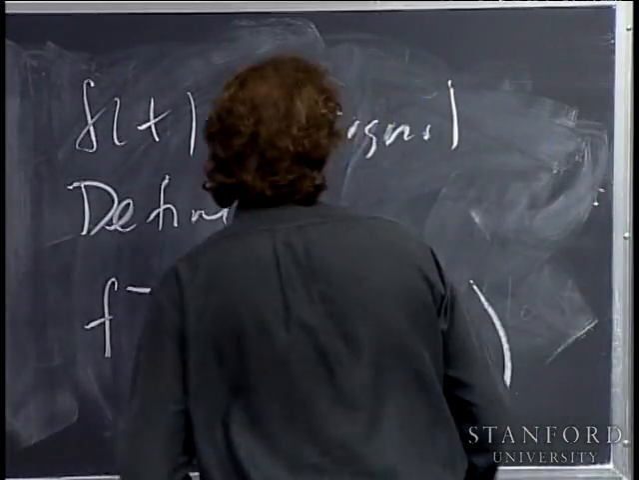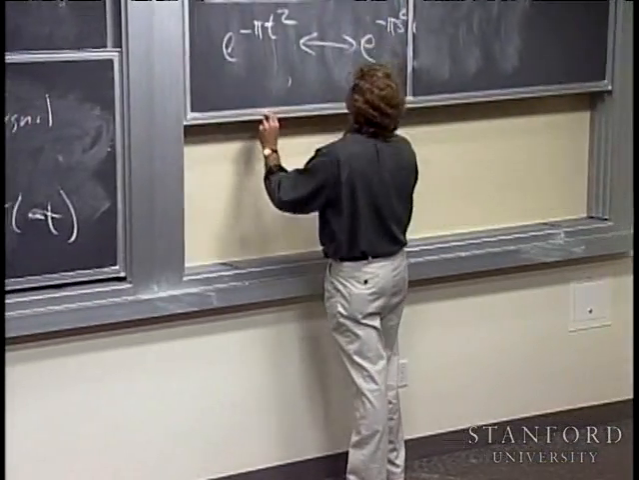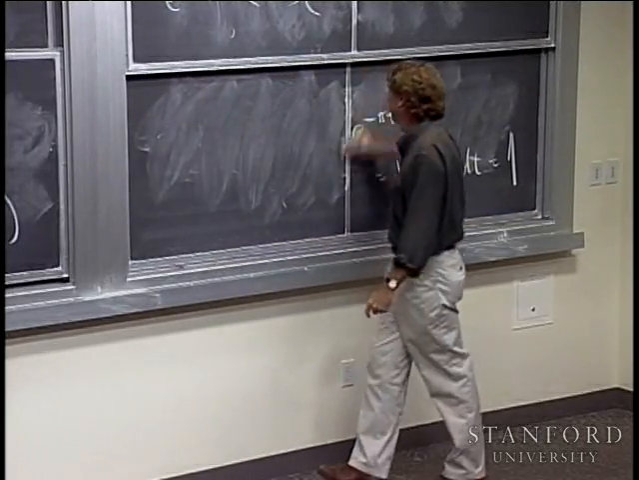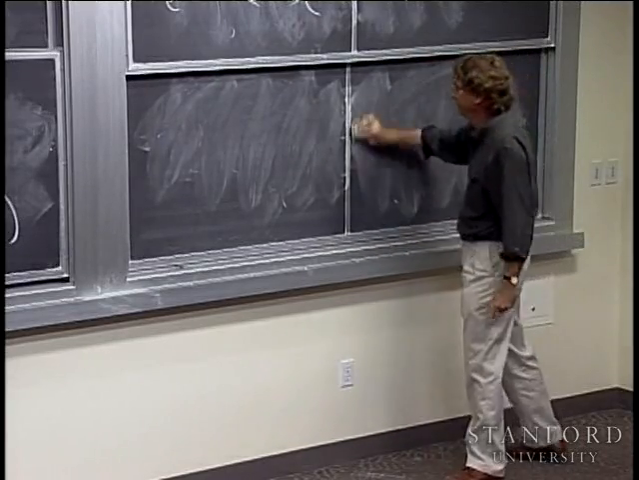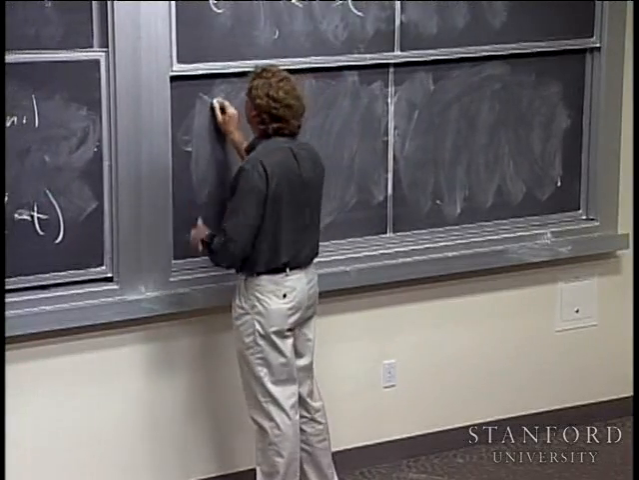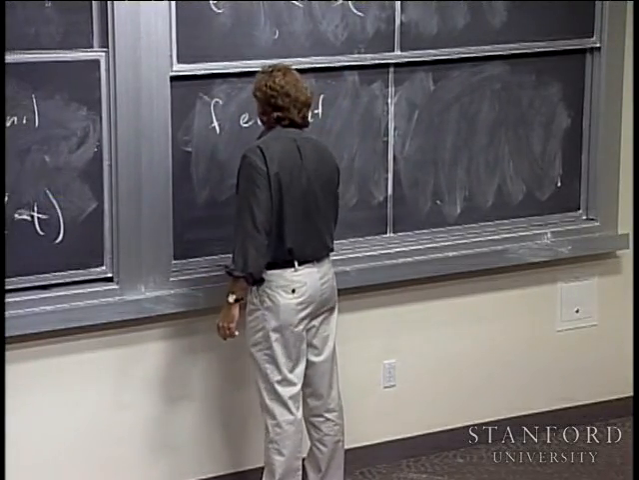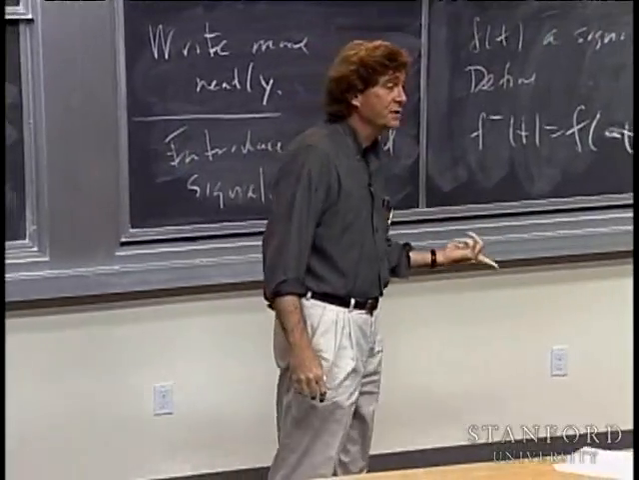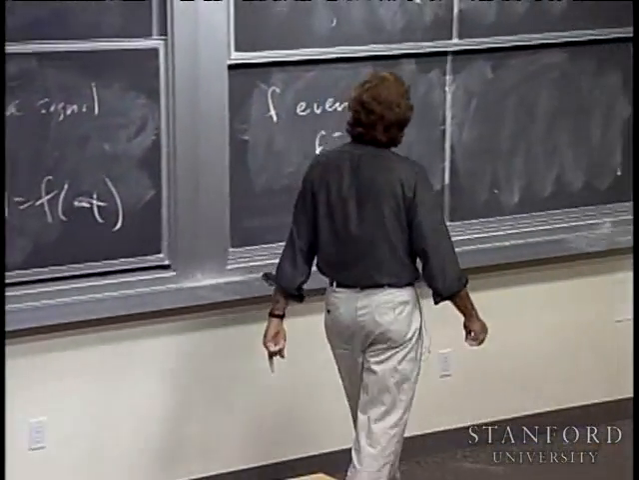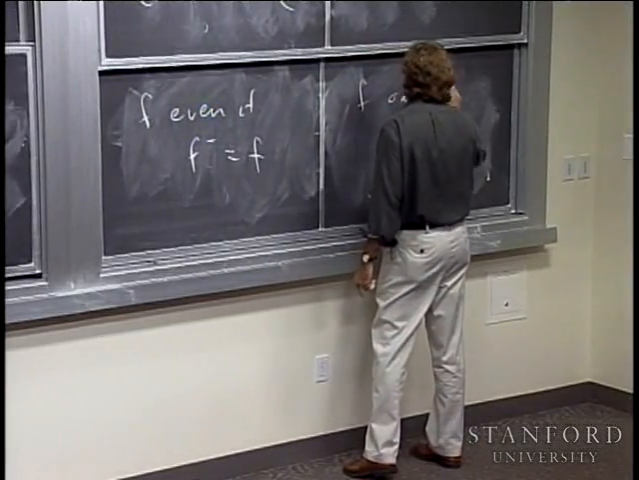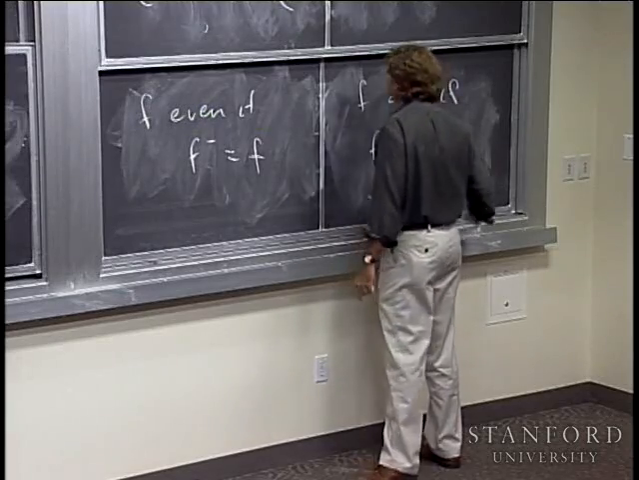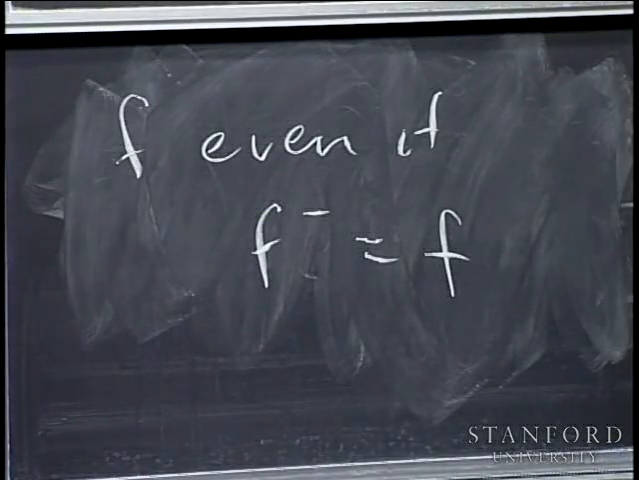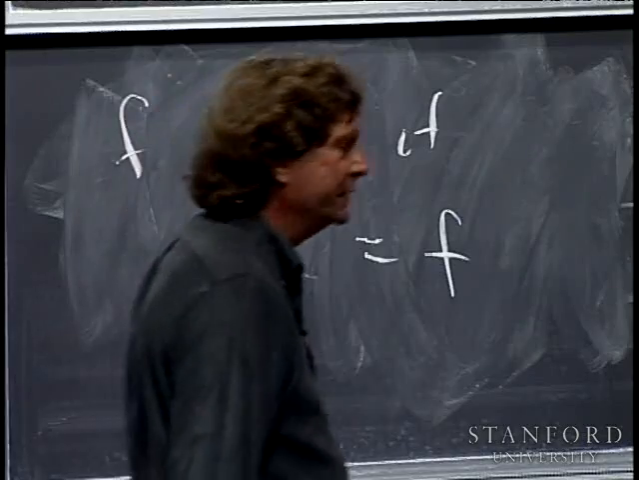Then, first of all, it's a nice way of expressing evenness and oddness in terms of the reverse signal. F is even if the reverse signal is equal to itself, because to say that f is even is to say that f of minus t is equal to f of t. So if you reverse the signal, you get the same signal back again. F is odd if you reverse the signal and you get back minus the signal, because f is odd if f of minus t is minus f of t. So it's a nice, simple, variable-free way of writing it, if you want.